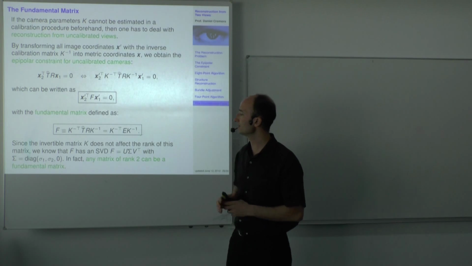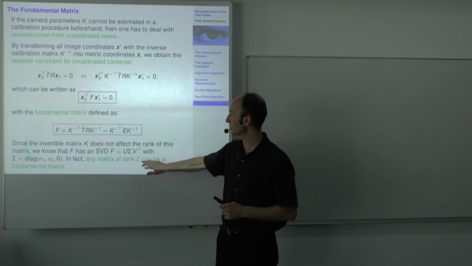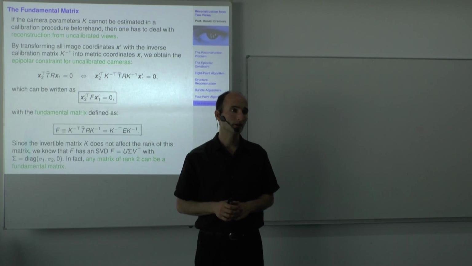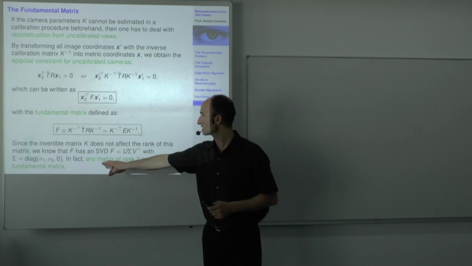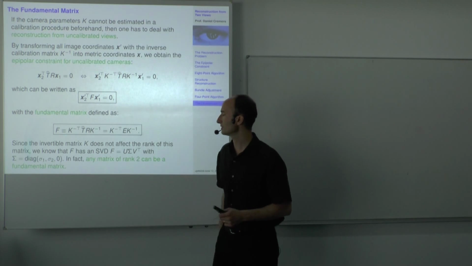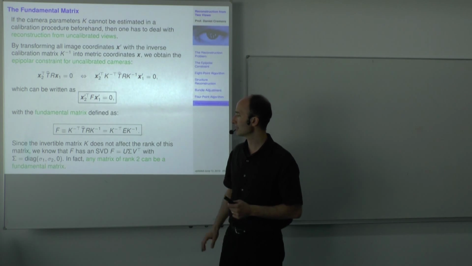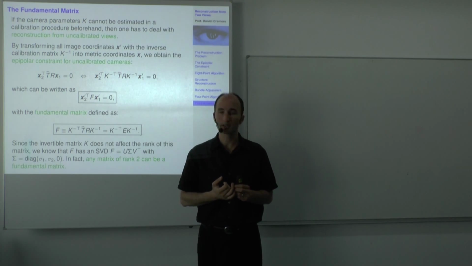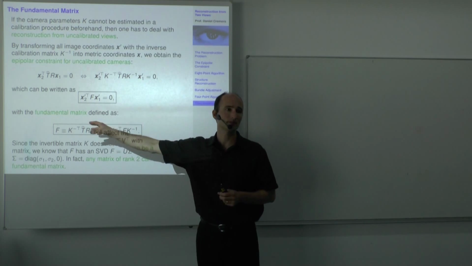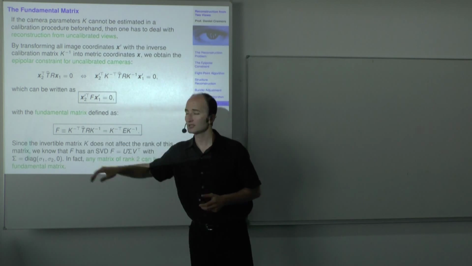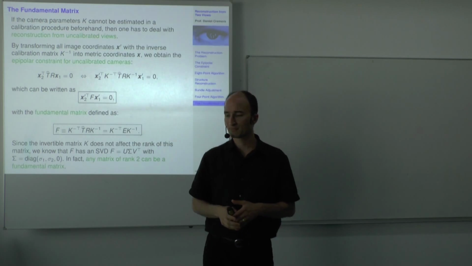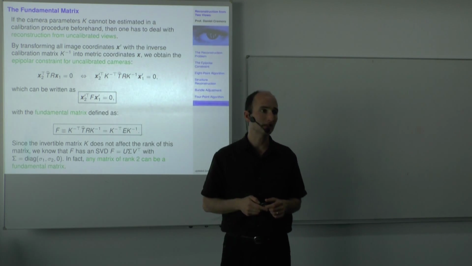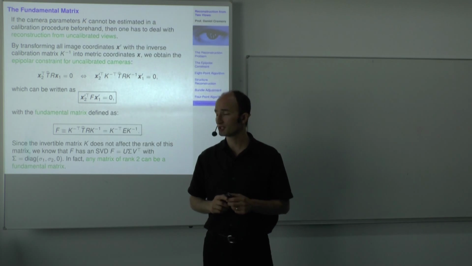In fact, you can even show that any 3 by 3 matrix of rank 2 is a fundamental matrix. So for any matrix of this structure with two non-zero singular values, so any rank 2 matrix, there exists a rotation, translation of the camera and intrinsic parameters such that this is equal to F. So the space of fundamental matrices, in other words, is substantially larger than the space of essential matrices.